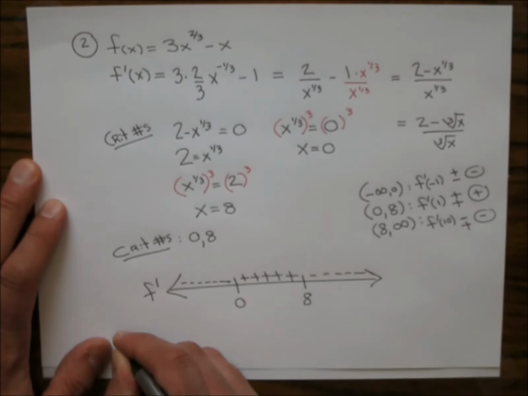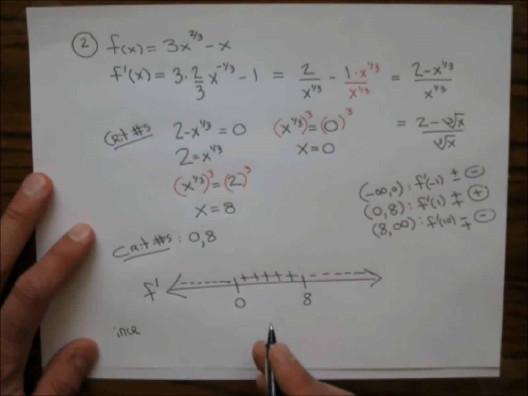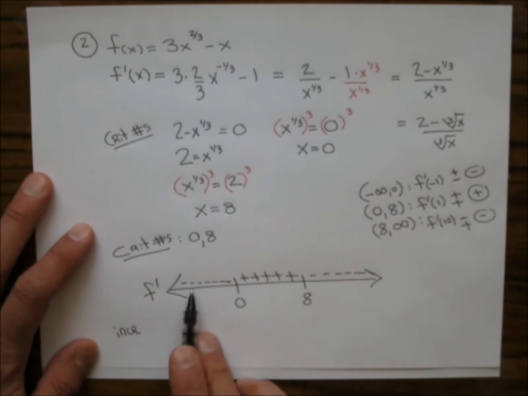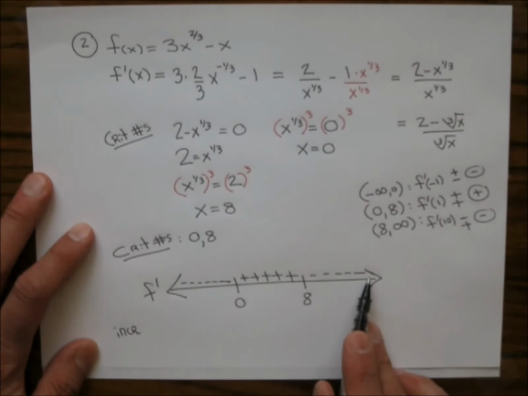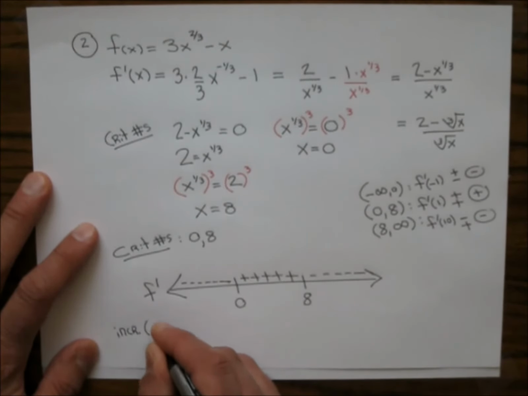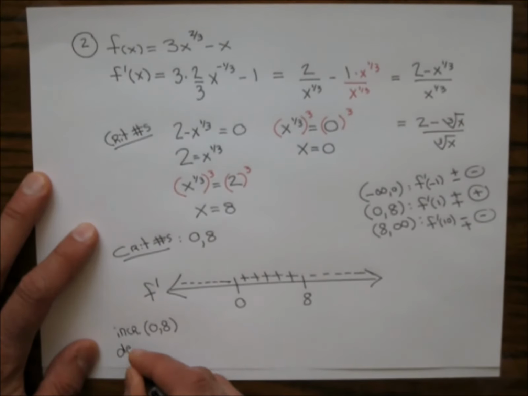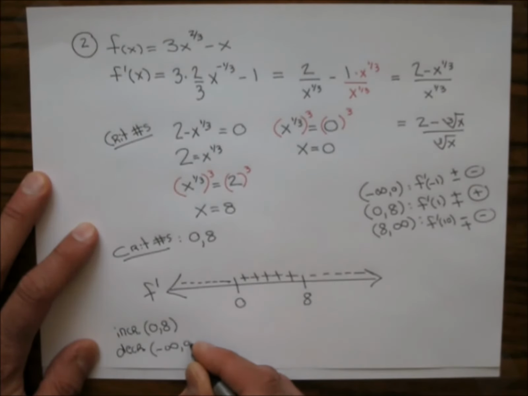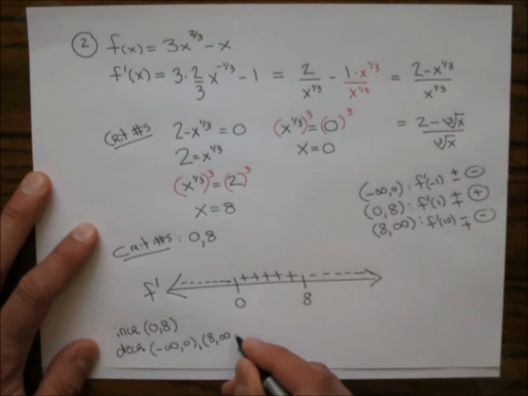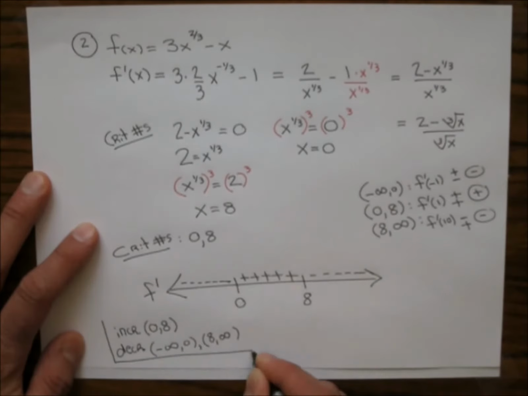So let's answer some questions. Increasing. The graph is increasing, that means going up. So this says the graph is going down, then going up, then going down. It's going up from 0 to 8, and we'll just use open intervals. The graph is decreasing, going down, from negative infinity to 0. And we're not going to put the union, we're just listing the intervals, and from 8 to infinity. So there's increasing, decreasing.